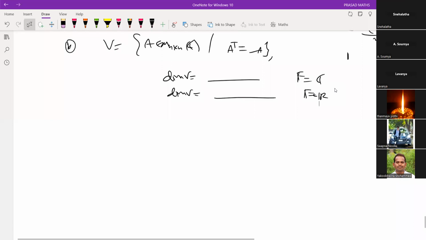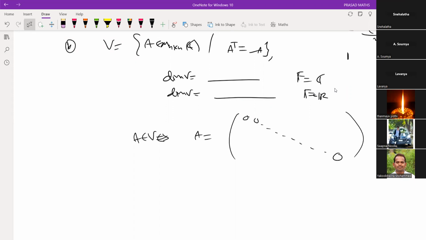Yesterday I told you that if A is a skew symmetric matrix, the diagonal entries should be 0. First you need to fix this. Then A12, A13, up to A1n. The entries below are nothing but minus A12, minus A1n. Next, A23, A24, up to A2n, which we keep as they are.